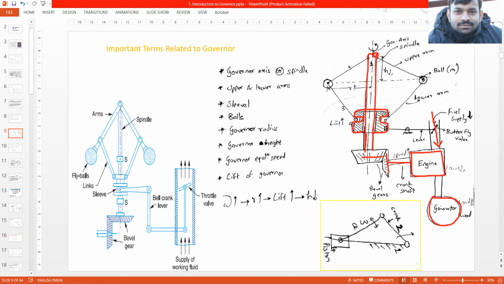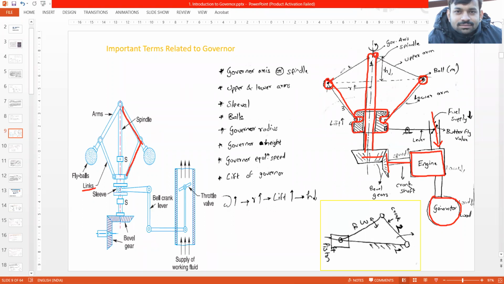The sleeve is connected to the lever which controls the throttle valve. Okay, now the sleeve is also connected to the lower arms. The lower arms are connected to the upper arms or maybe balls for ease of drawing, and the lower arms are also directly connected to the ball. Over here, you will see that the lower arms or the links are connected to the upper arm and not directly to the ball. Okay, but for ease of drawing, while drawing the line diagram, we can draw like this also.